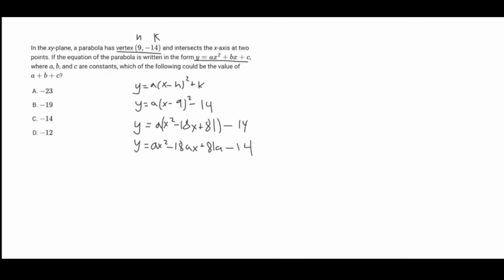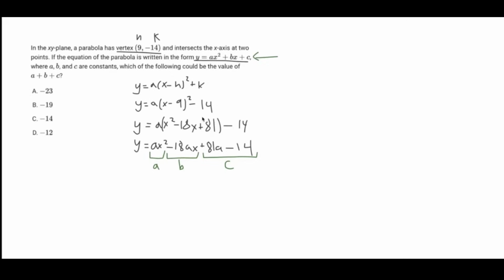So first off, let's label each part of our equation here. So the ax squared, that is our A value. This negative 18ax, that's our B value in this equation. And then the 81a minus 14 is our C value. So here's the thing, right? We can put everything in terms of A and just negate the x squared, the x, those values, because those don't actually account for the sum, right?